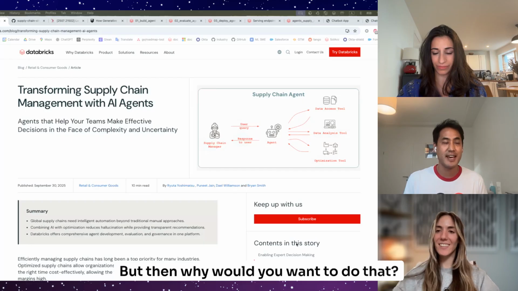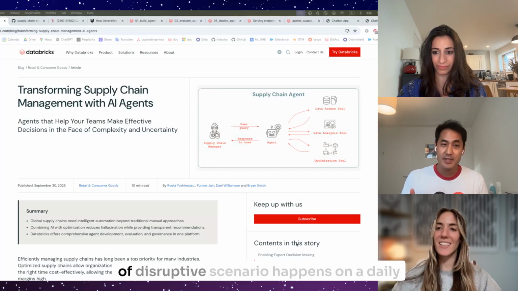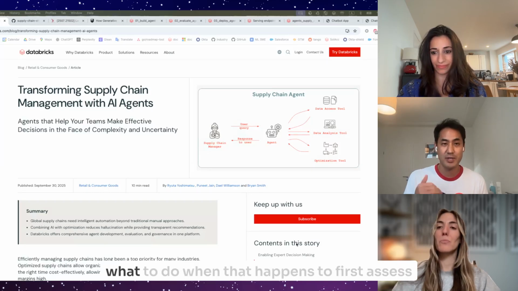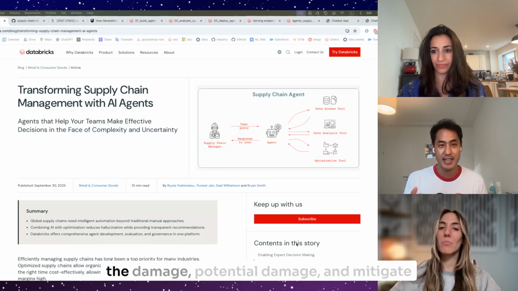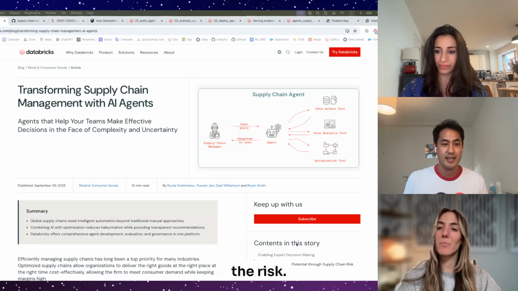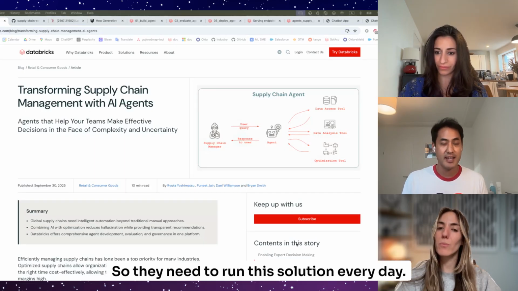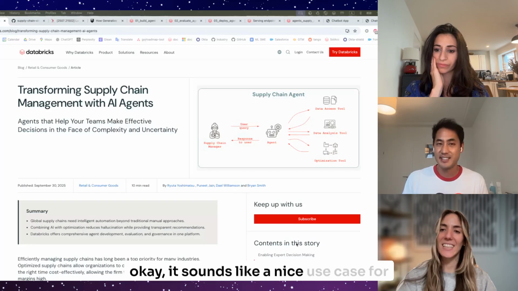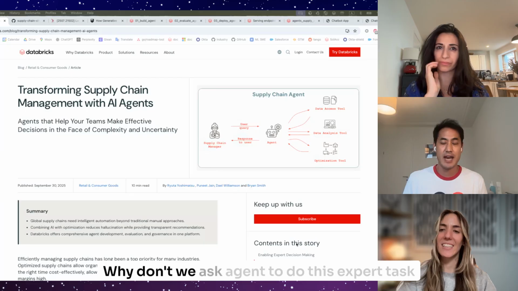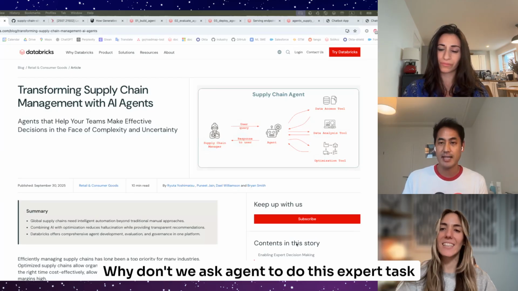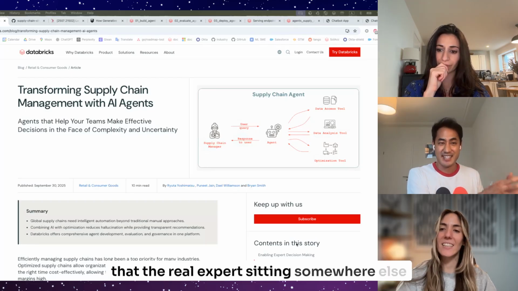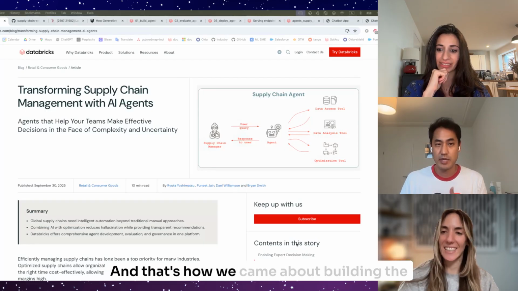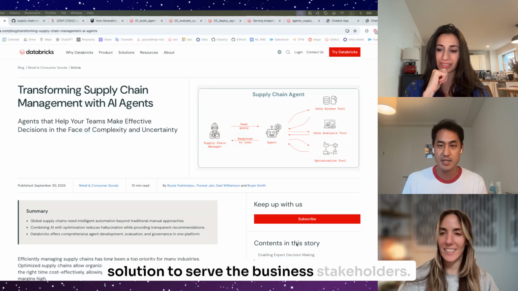But then why would you want to do that? And they said, because this kind of disruptive scenario happens on a daily basis. It's their task to think about what to do when that happens, to first assess the potential damage and mitigate the risk. So they need to run this solution every day. We said, okay, it sounds like a nice use case for an agent. Why don't we ask an agent to do this expert task, which the real expert, sitting somewhere else busy doing something else, can be supported in by this agentic structure? That's how we came about building the solution to serve the business stakeholders.